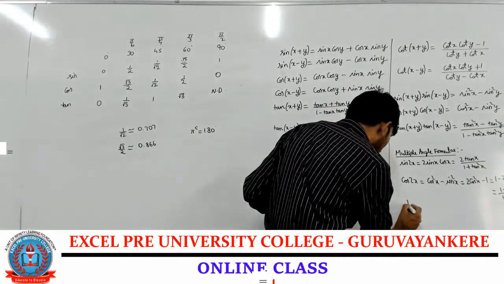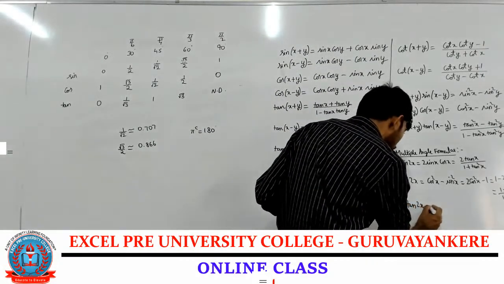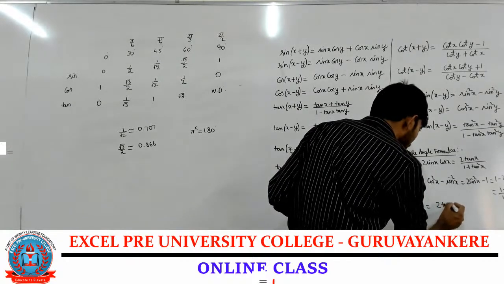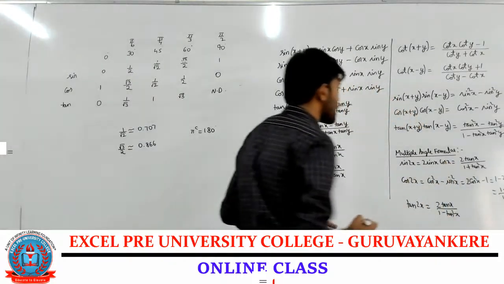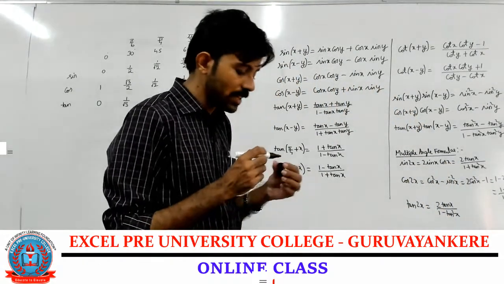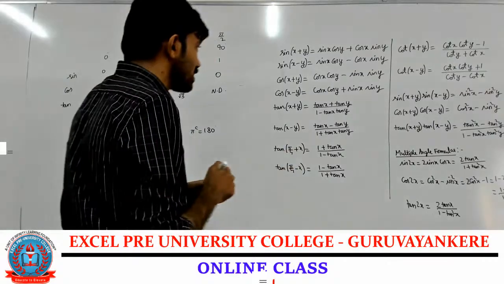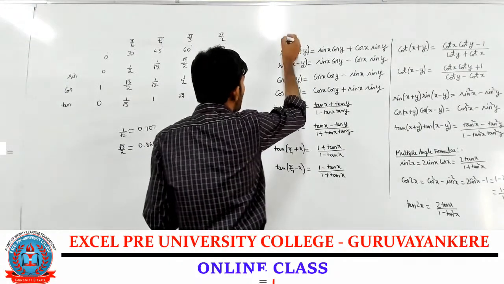Further we have tan 2x. Tan 2x is equal to 2 tan x divided by 1 minus tan square x. Write properly without mistake. Don't make mistakes while writing this. These are called compound angle formulae.